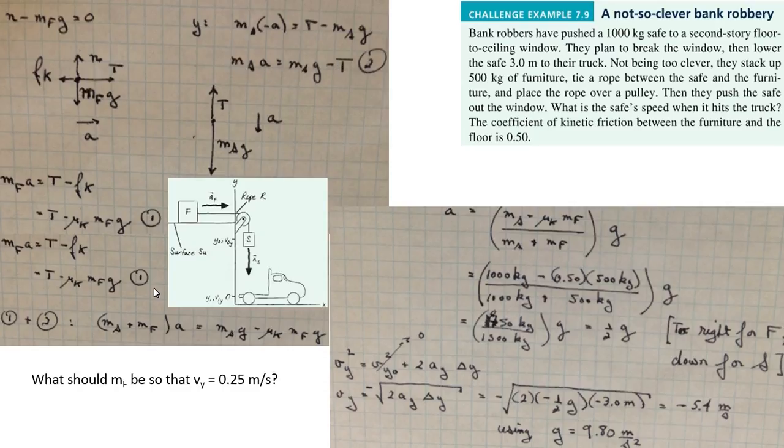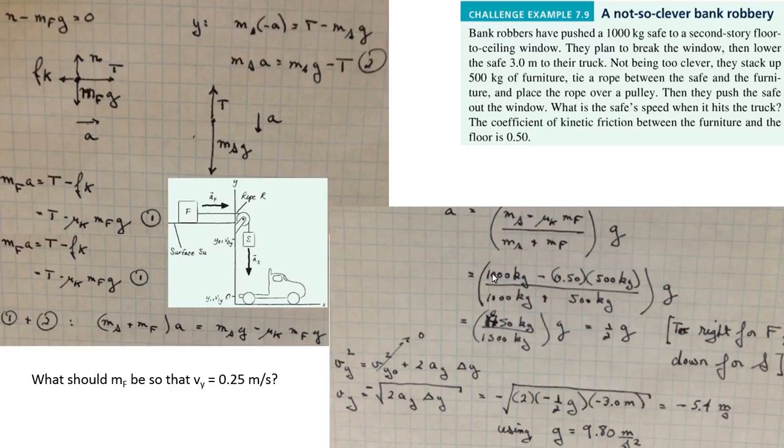So if we take these two equations and we add them together, again, a lot of similarities with the Atwood problem, we get the sum of the masses times the acceleration is equal to m_s g, that's the weight of the safe, minus mu sub k times m_f g. This is the frictional force. So we can solve this for A, and it is going to be m sub s minus mu sub k m sub f divided by the sum of the masses times g.